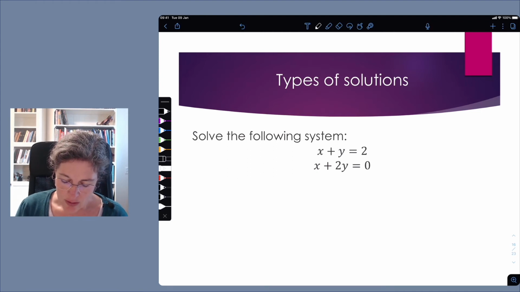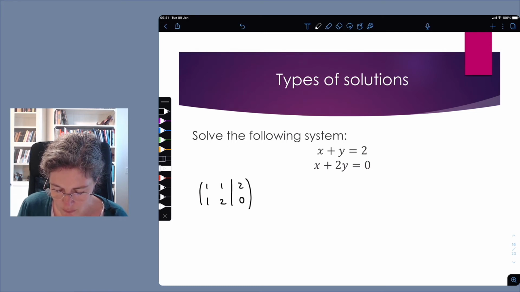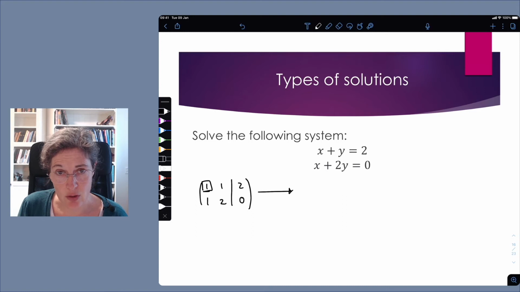Okay, so here's our system, and it's 2 by 2, which is great, much more straightforward. Let's write down our augmented matrix. That's going to be 1, 1, 1, 2, and 2, 0. The first thing we want to do is make sure that the top left is a 1. Well, it's already a 1, so that's great. We don't have to do anything about that.